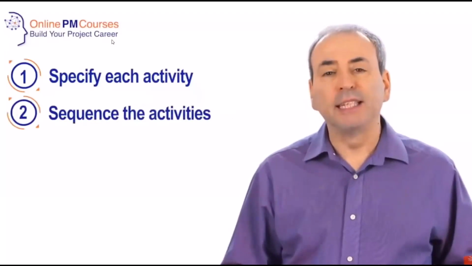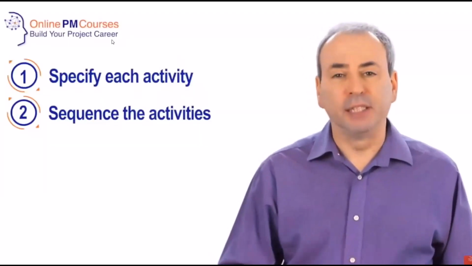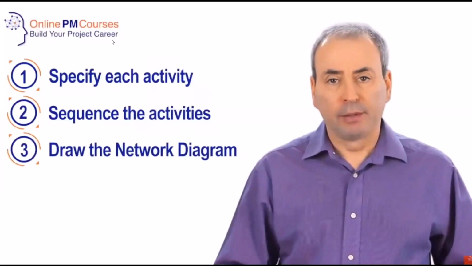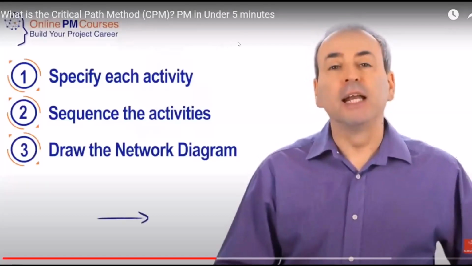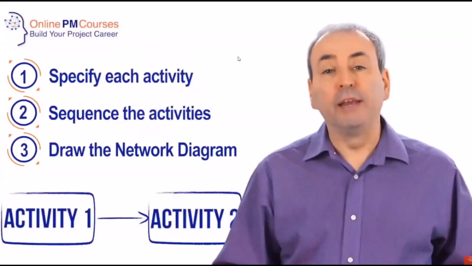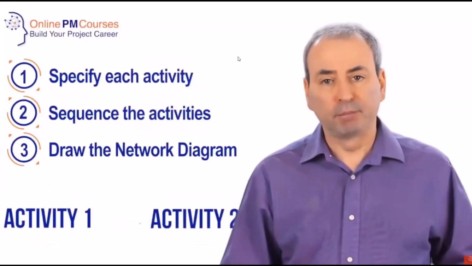To apply the critical path method, we take a simple 6-step process. In step 1, we specify each activity, and we usually draw these from our work breakdown structure. In step 2, we start to sequence the activities by understanding the dependencies that link one activity to the next. This enables us, in step 3, to draw our network diagram. This is a graphical representation that uses arrows to connect the activities, which are shown as boxes. And in the boxes, we can record the information that is important to us.